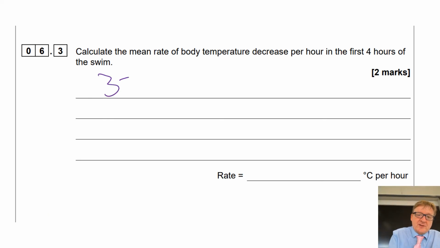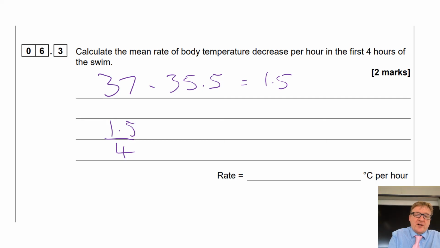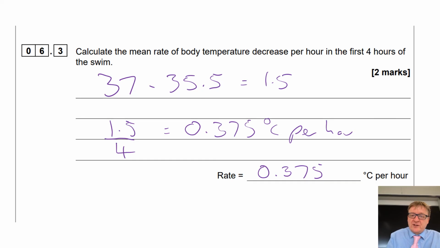Right, so started at 37, went down to 35.5. So that is a 1.5. We need degrees per hour, so it's 1.5 divided by 4. Okay, so it's gone down by 1.5 degrees in 4 hours. So what we do is we make 0.375 degrees per hour, rate, 0.375 degrees per hour.